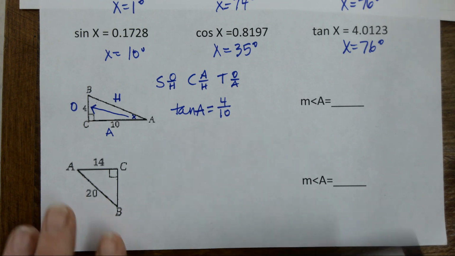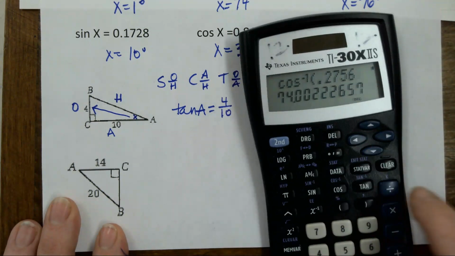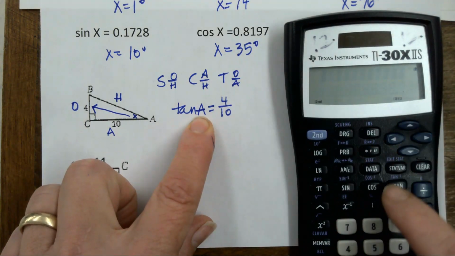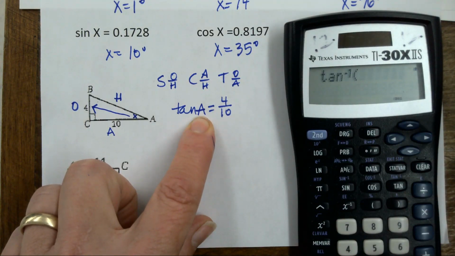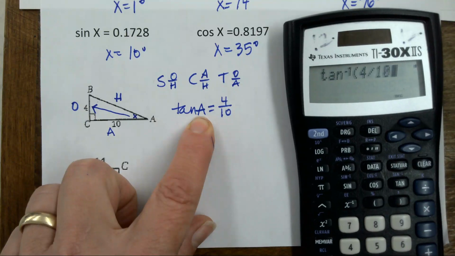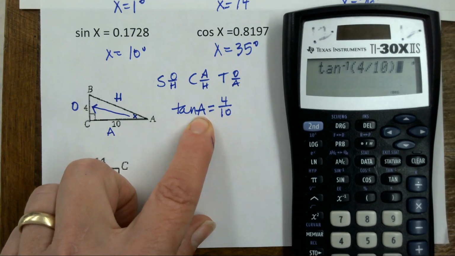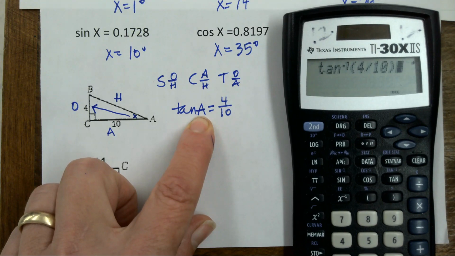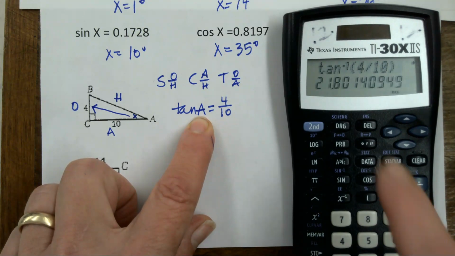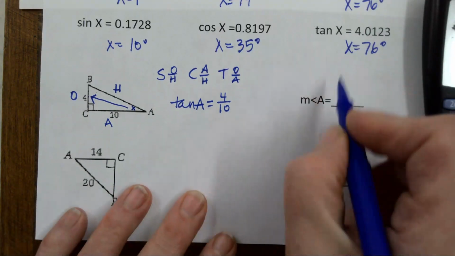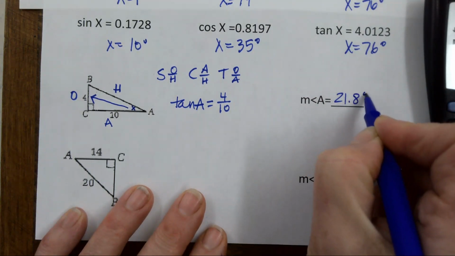So when I go here, I want to figure out what A is. Second tan 4 divided by 10, because that's what a fraction is. Or I can use the fraction key if I want to, but it's just divide. It doesn't care how I plug it in. I hit equals, and I get 21.8 degrees. So the measure of angle A is 21.8 degrees.